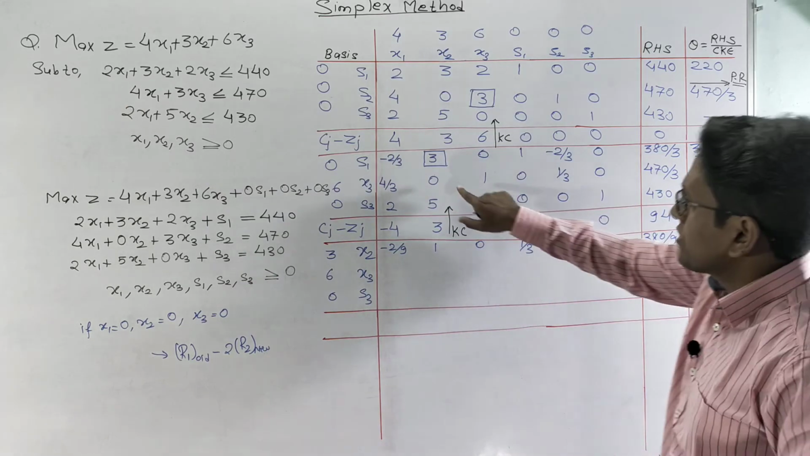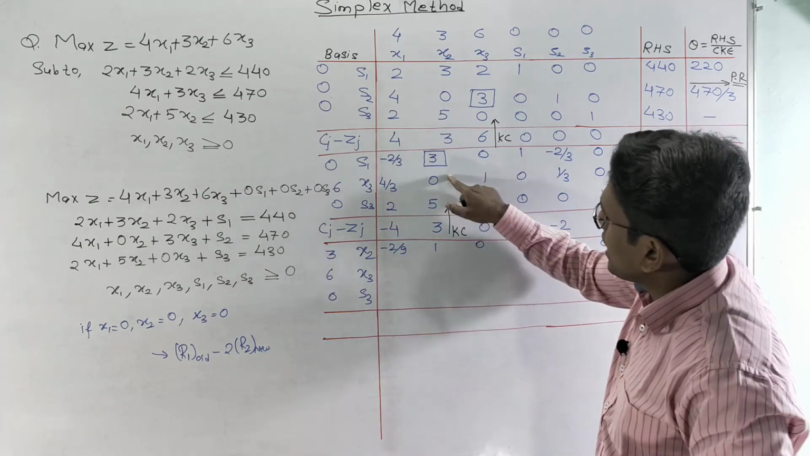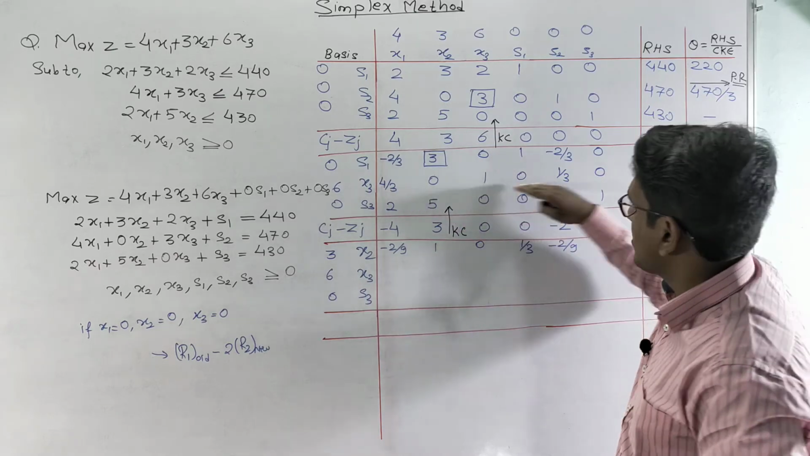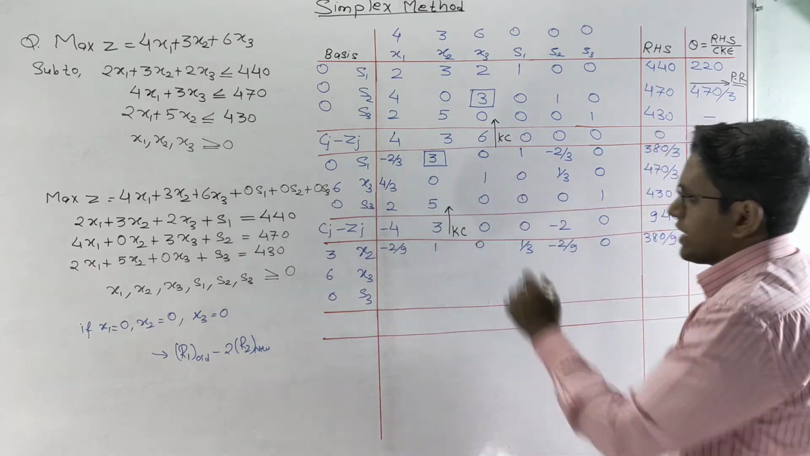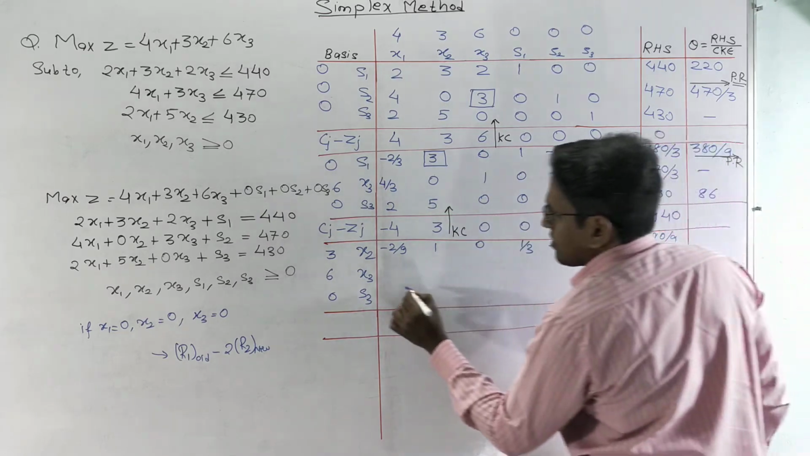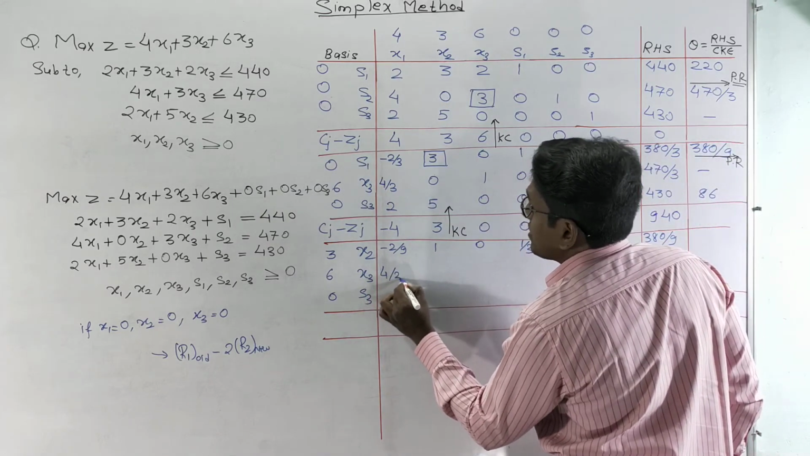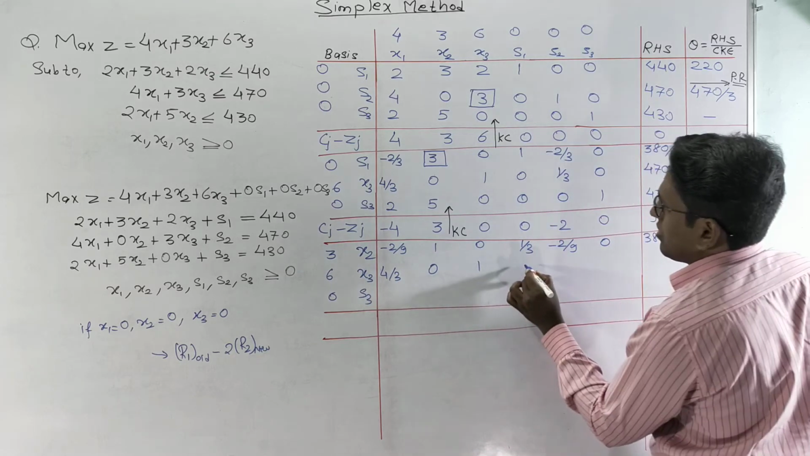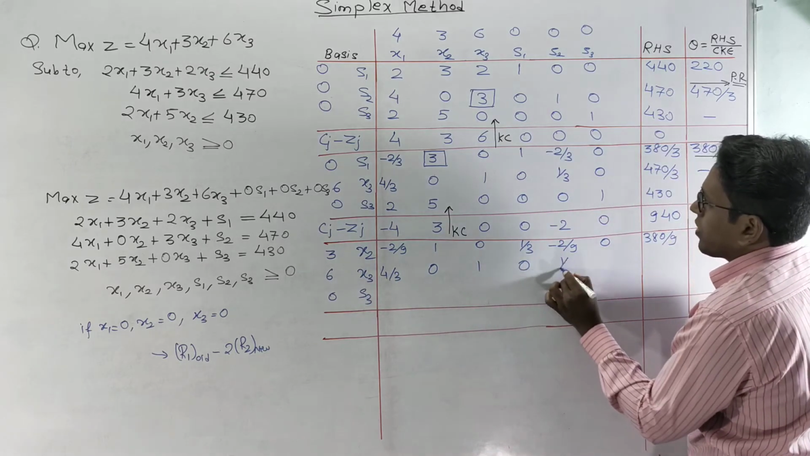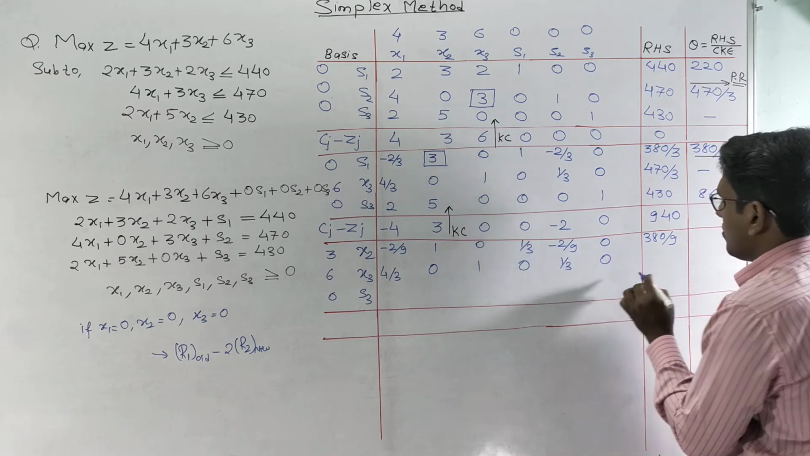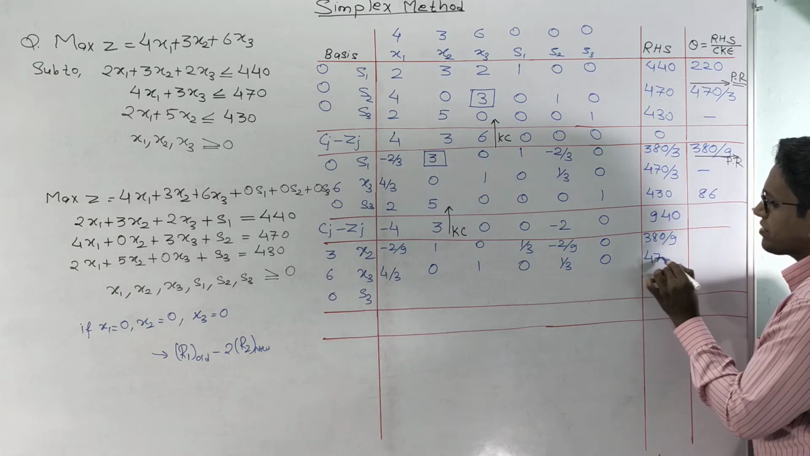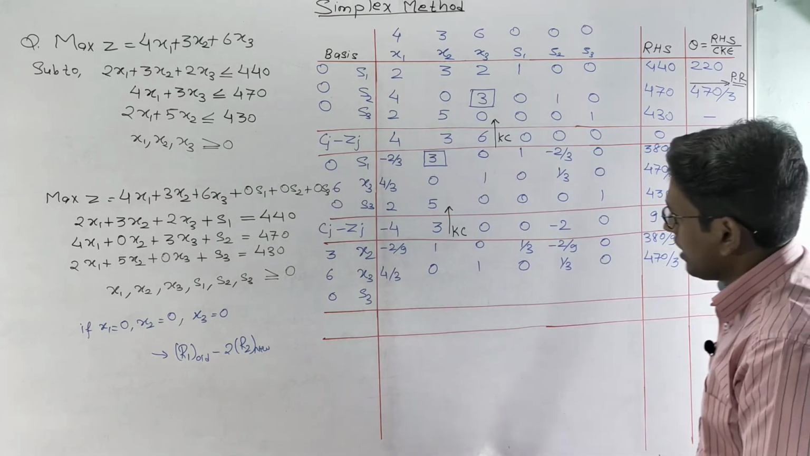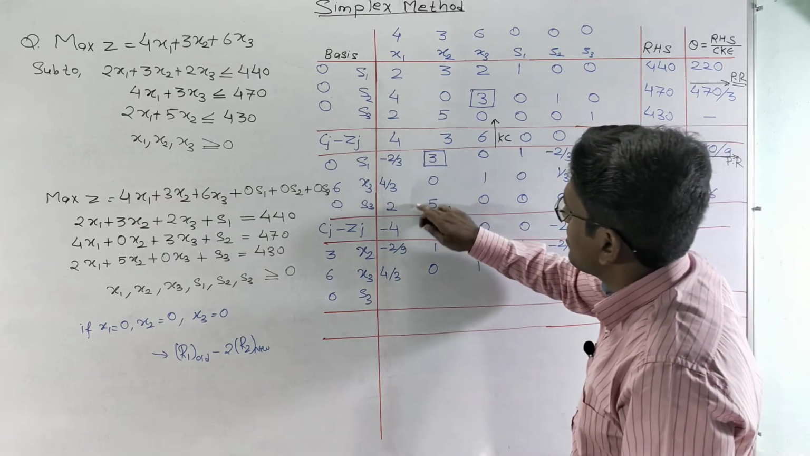For the second equation I can see that I have already got a 0, so I will not make any change to this row, and I will write it as it is. This is 4 by 3, this is 0, this is 1, 0, 1 by 3, 0, and 470 by 3. And I need to make this as 0.